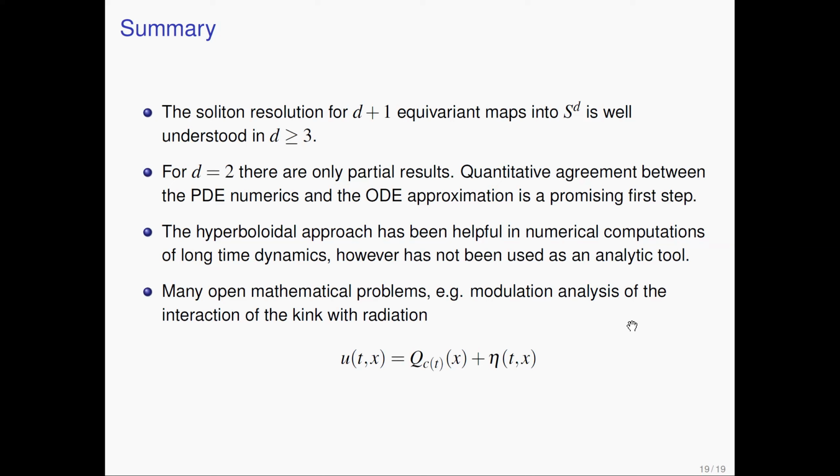For example, even orbital stability of a single kink is an open problem. So if we have just a solution, which is a single kink, and this eta corresponds to radiation, one has to understand the interaction between these two terms, which leads to some PDE for eta coupled to an ODE for this parameter. This is called modulation analysis, but this has not been done yet.